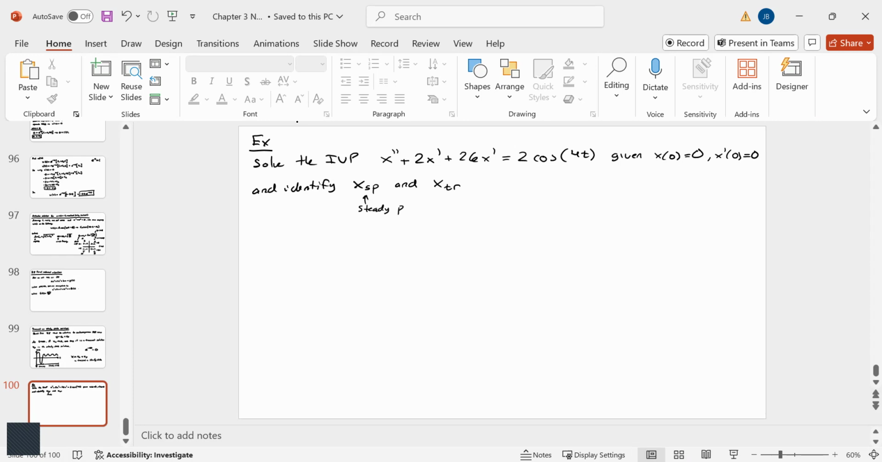Steady periodic and transient. What did I say earlier? Steady state, same thing. Basically, they're asking you to just solve the problem. So it's very straightforward to solve for the steady state. Step one is the formula: x equal to x_sp plus x_tr. That's what we're solving for.